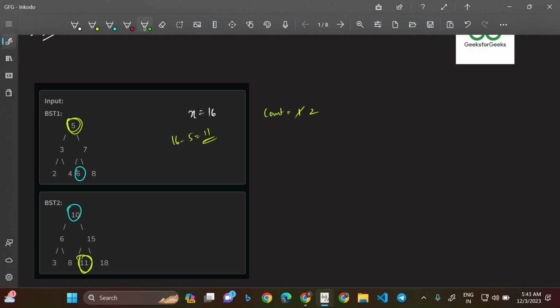And now coming to another thing. If I stand on 8, do I have 8 in my BST2? Yes, I have 8. So yes, I did find another pair as well. So count is actually equal to 3. So that is the reason output is 3.